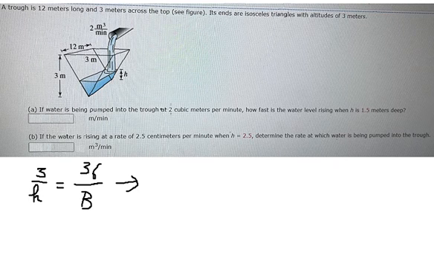But because we want to find how fast the water level is rising, that means the height. So we need to convert b in terms of h. So I will put this one in here, h in here. So we divide both sides by 3.